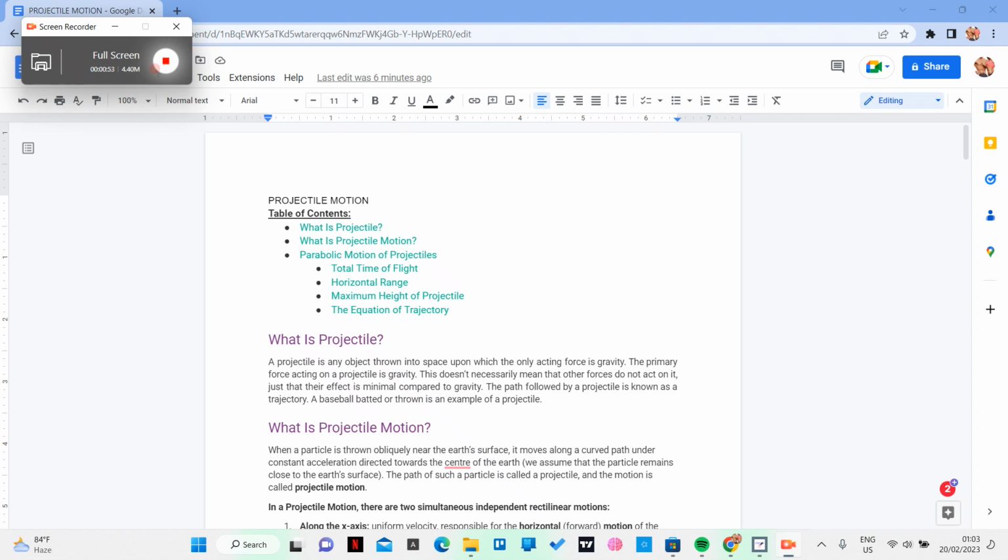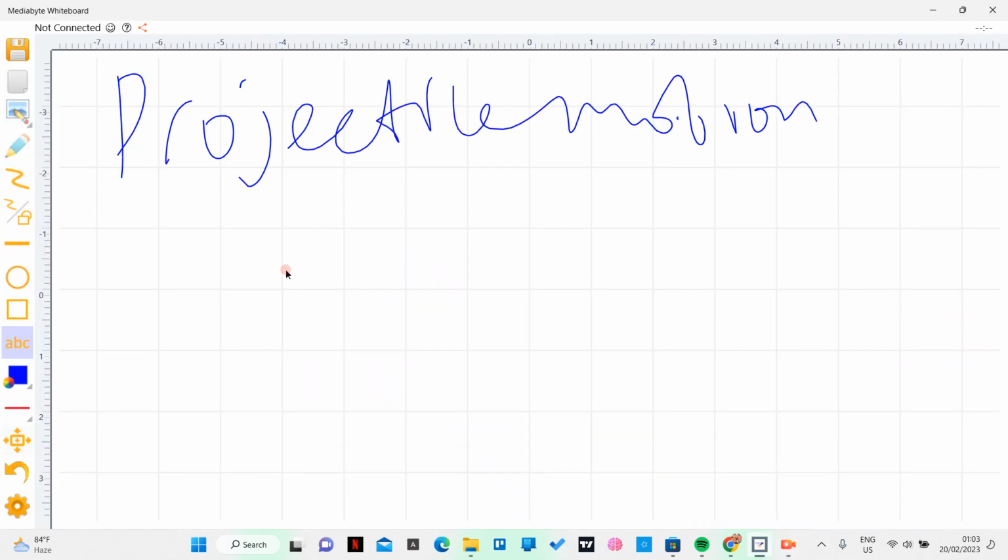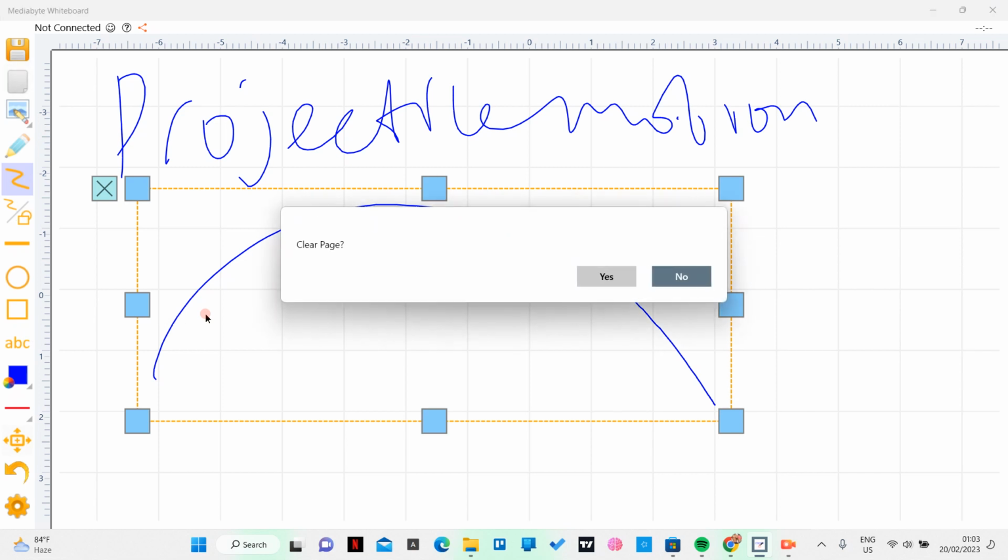Now, a projectile is any object thrown into space upon which the only active force is gravity. An example of a projectile motion is when you throw a ball forward. Notice that when you throw a ball inclined at an angle to the horizontal, as if you are throwing it upwards, the ball follows a parabola pathway. A parabola pathway is something like this.